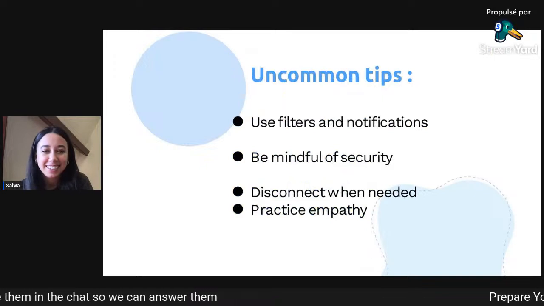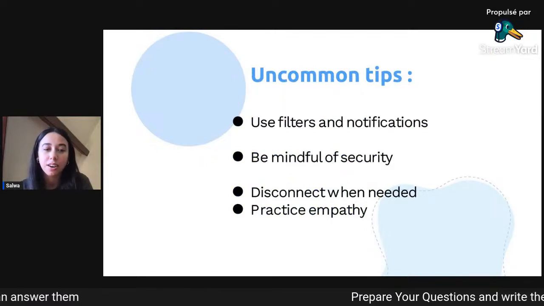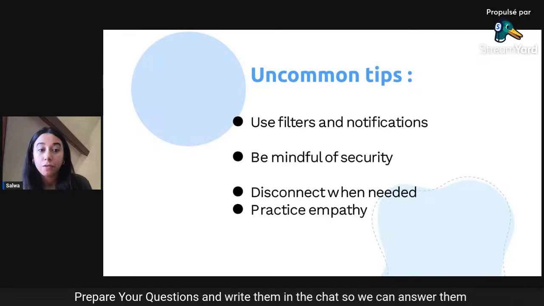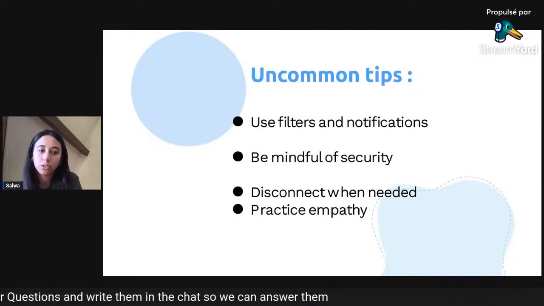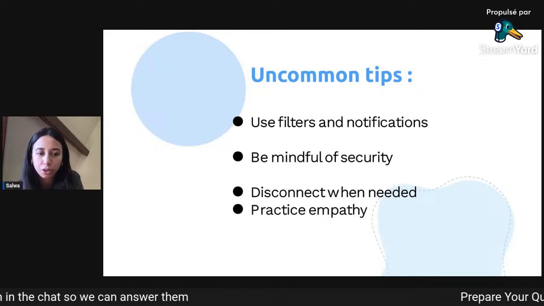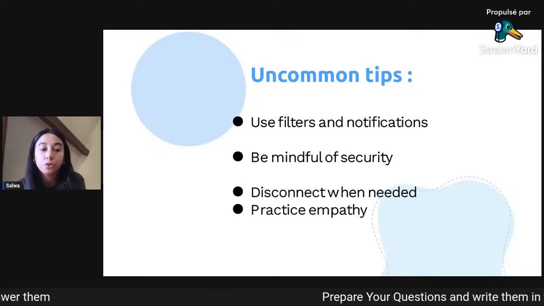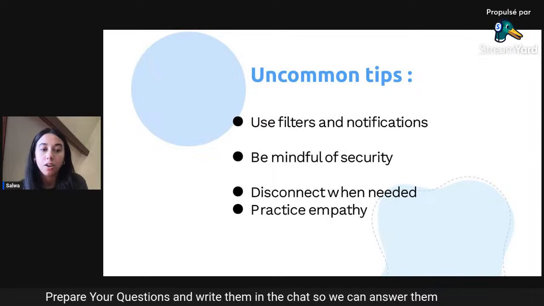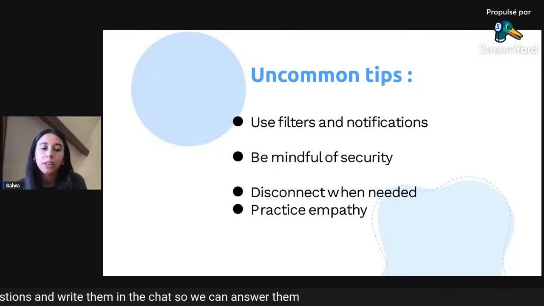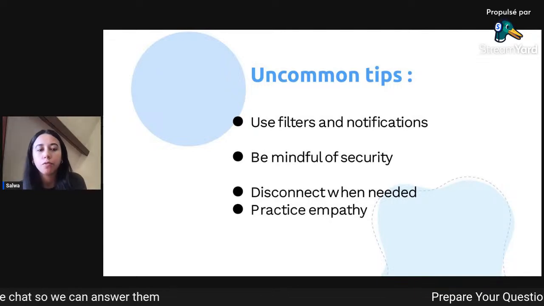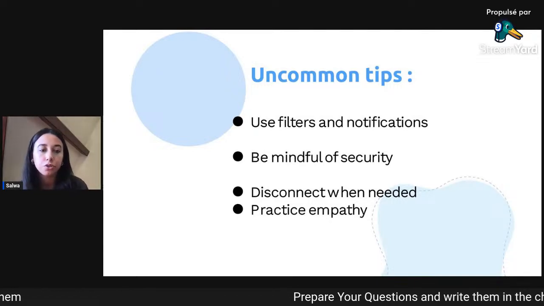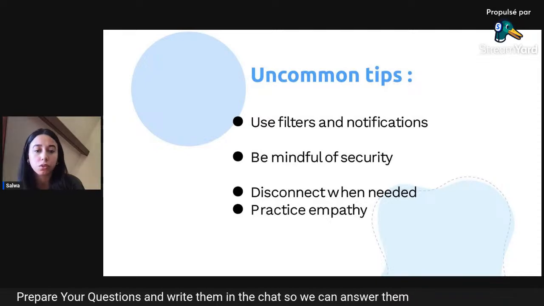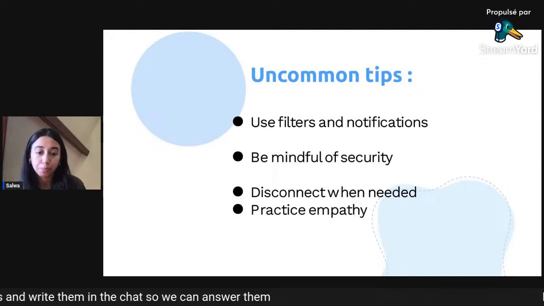Okay, next. These are some uncommon tips that can also help to apply conscious communication into computer use. First of all, you need to use filters and notifications in order not to be overwhelmed with too many messages or emails that you receive. And be mindful of security. Also, you need to take care of your passwords, change them from time to time, and disconnect when needed. For example, if you feel too overwhelmed with your messages, with your emails, if you feel that you're not effective in your work, you can disconnect from time to time from your computer, from your media, from your socials, and come back much better.